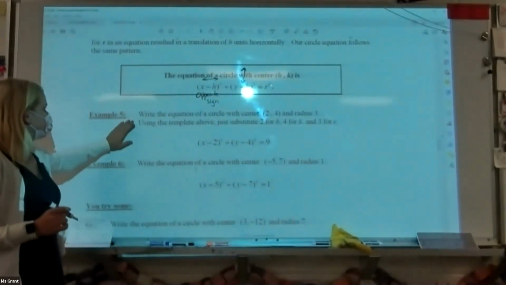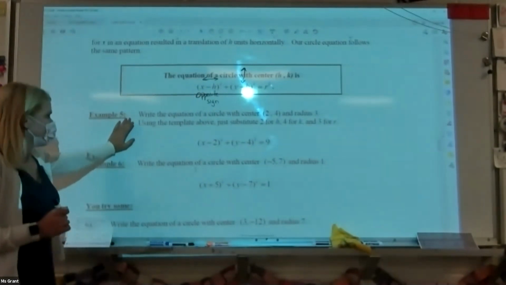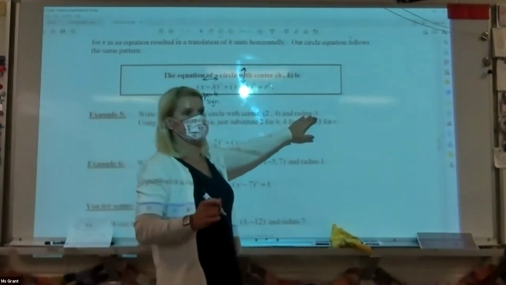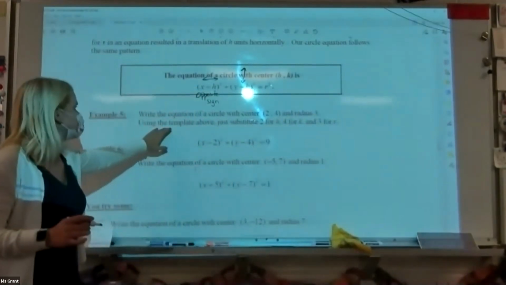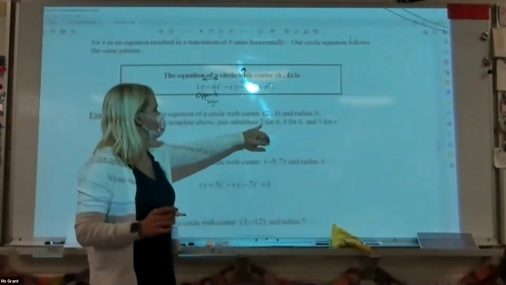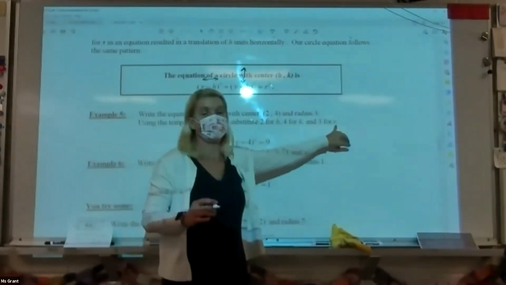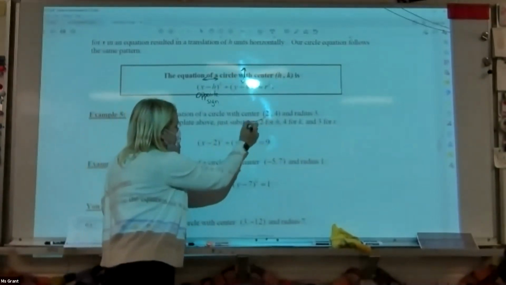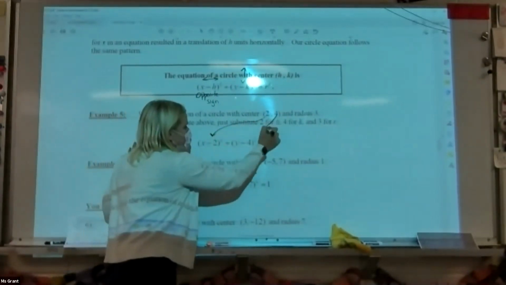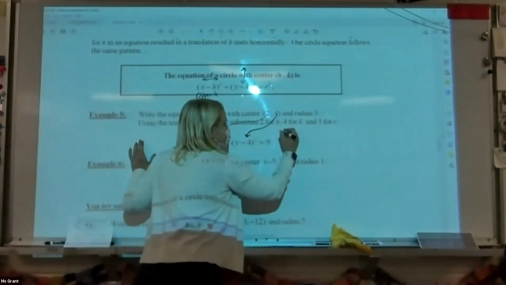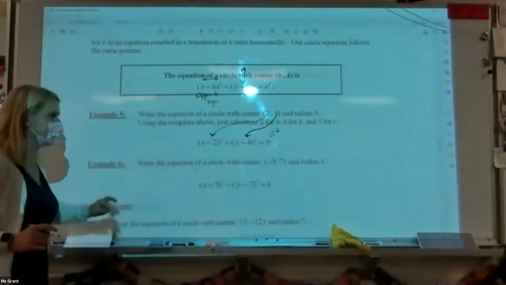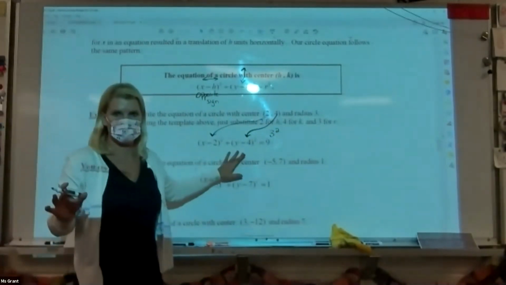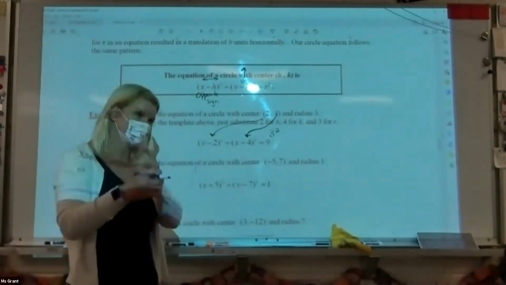So let's do example 5 together. Write the equation of a circle with the center (2, 4) and a radius of 3. Use the template above. Just substitute 2 for h, 4 for k, and 3 for r. Opposite sign. So this 2 is here, opposite sign. This 4 is here. And my 3 squared is what made the 9. Okay, it's done. Just remember, opposite sign.